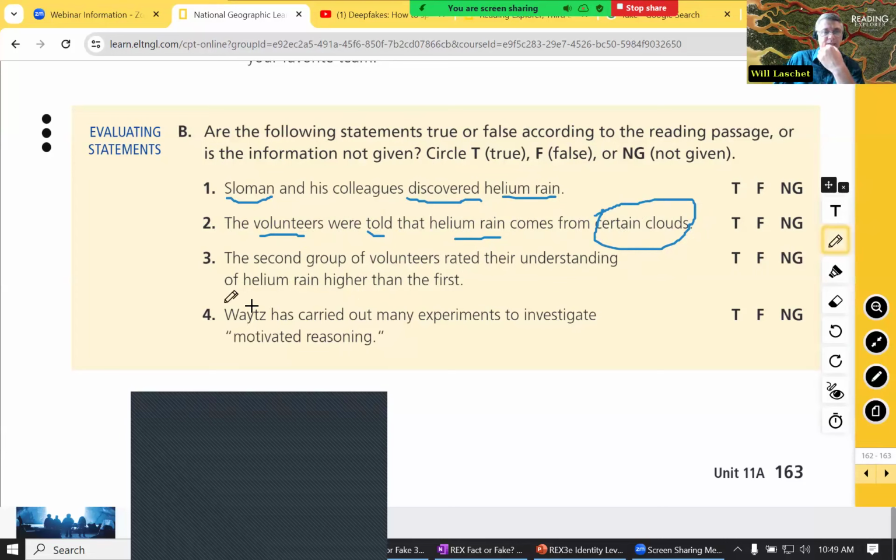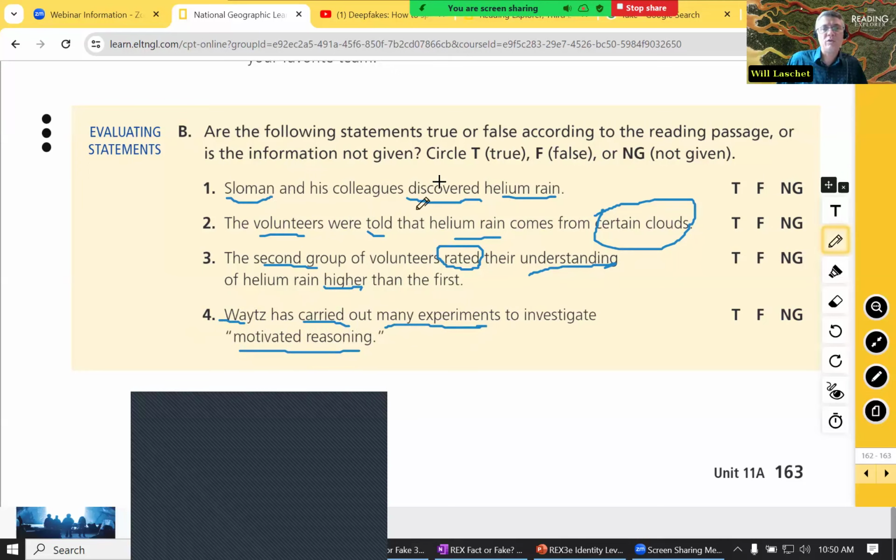Number 3, the second group of volunteers rated their understanding of helium rain higher than the first. So group 2 rated understanding higher. And the last one, Waits has carried out many experiments. So Waits did many experiments on motivated reasoning. Okay, so let's go and have a look at them.